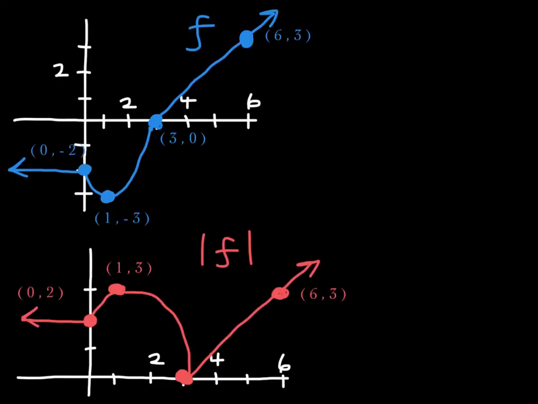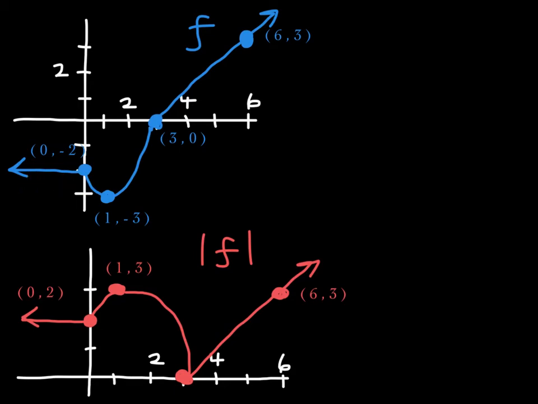So this is what we have. Notice that the linear piece stayed the same, right? It's still going through 6, 3. It's even going through 3, 0, right? Nothing changed there.